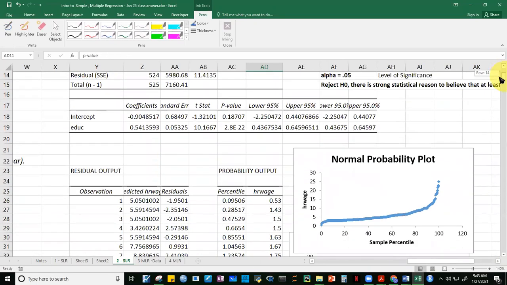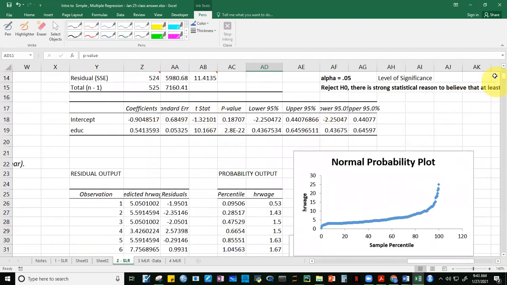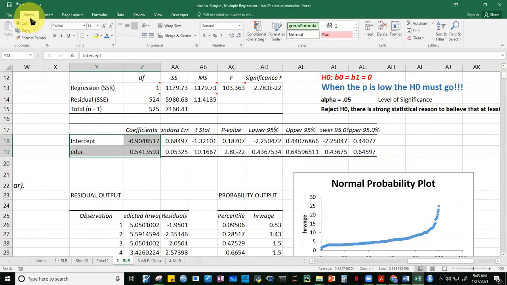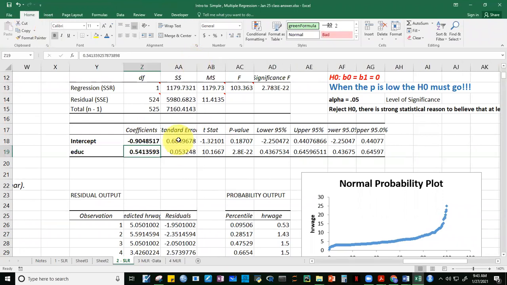All right, then we have this third part, the parameters, the coefficients. So ito binibigay sa atin yung value ni intercept at saka ni education. We have met this, guys, several times na. Ito yung intercept, ito yung slope. Di ba? Kinumpute na natin si intercept at saka si slope. And then you have your standard error. And then your t-stat, which is just your coefficient divided by the standard error. And then you have your p-value.